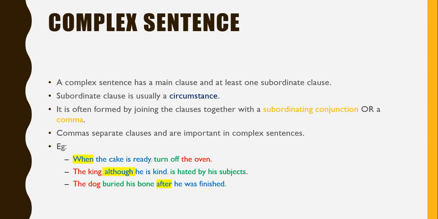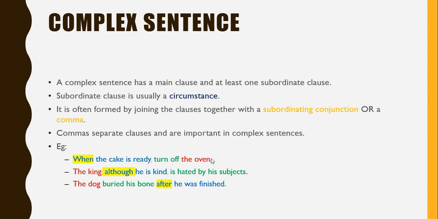So for example, when the cake is ready, there's a comma there, turn off the oven. So the dependent clause is at the start of this sentence here. When the cake is ready, so when is the subordinating conjunction. When the cake is ready. If we just had that, it doesn't make sense. Turn off the oven. Turn off is our process. The oven is our participant.